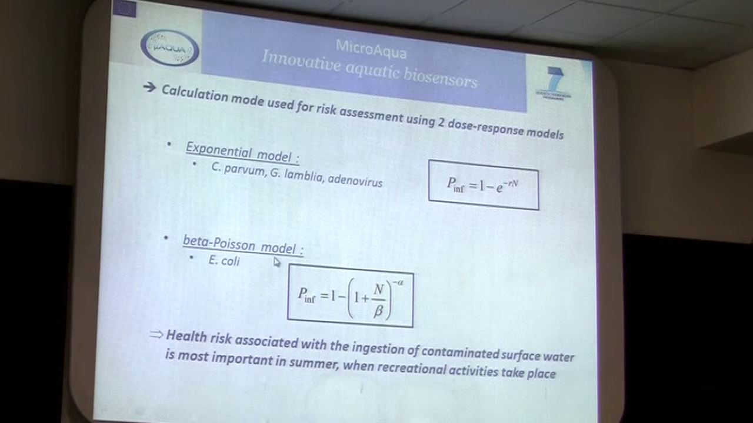And the second model is the beta poisson model. Bacteria tend to follow this model, so we used it for E. coli. We take into account the maximum concentration found during summer for the risk calculation, because the health risk associated with the ingestion of contaminated surface water is the most important in summer when recreational activities occur.